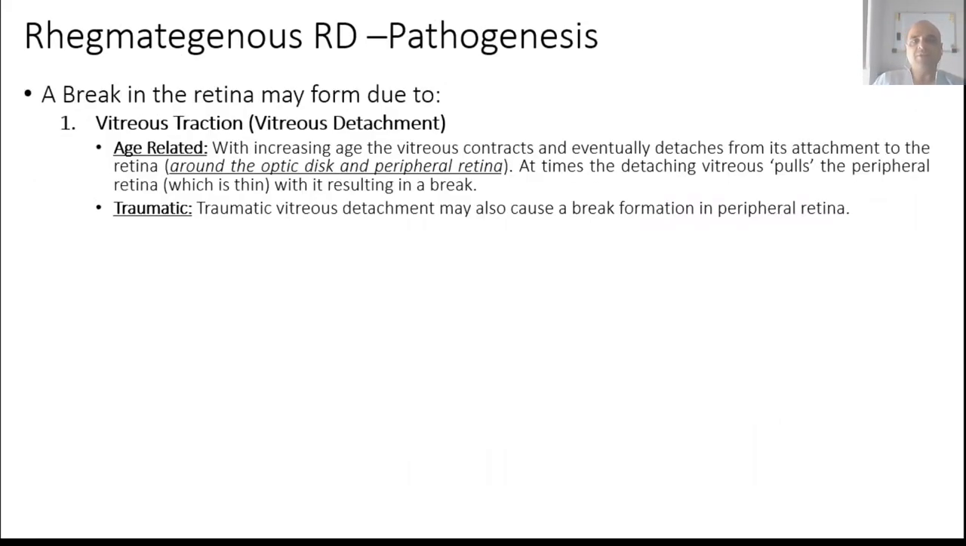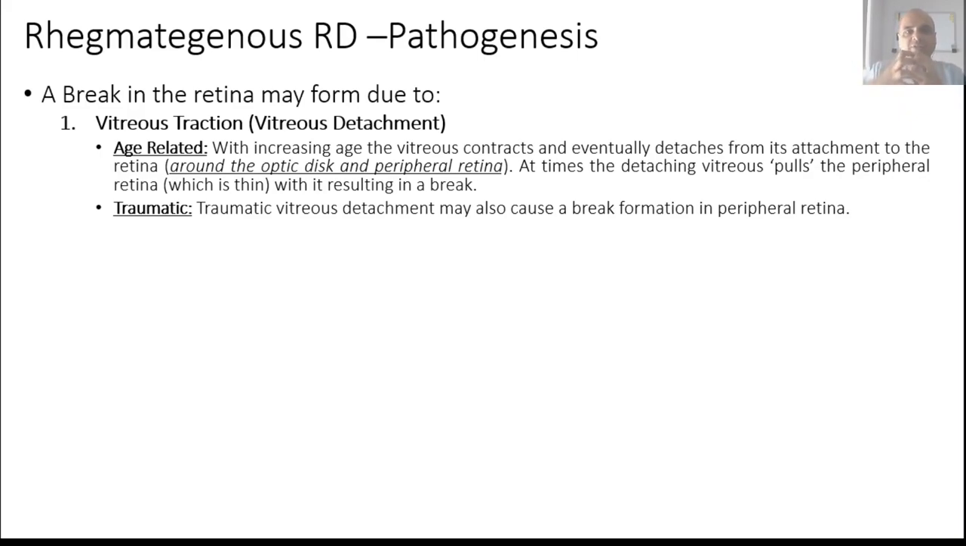So let's talk about how a rhegmatogenous retinal detachment occurs, and we basically need two things: a break and some form of fluid moving in through the break. The break may form because of two major reasons. Reason one is vitreous traction, and vitreous traction is because of vitreous detachment, and that can happen because of aging. As you age, your vitreous changes from a gel to a more liquid configuration, and it starts to contract and degenerate.